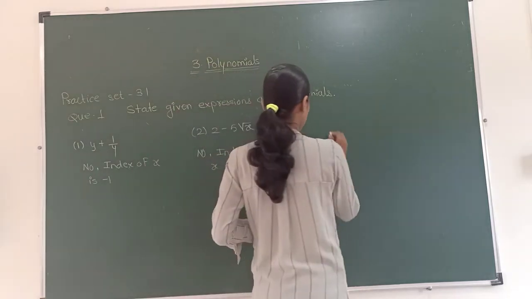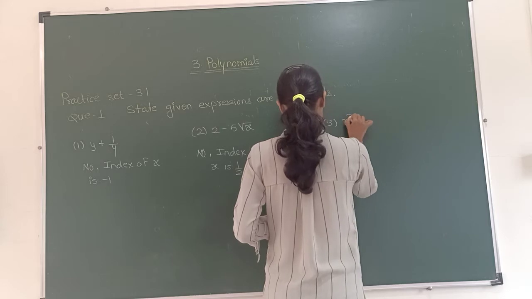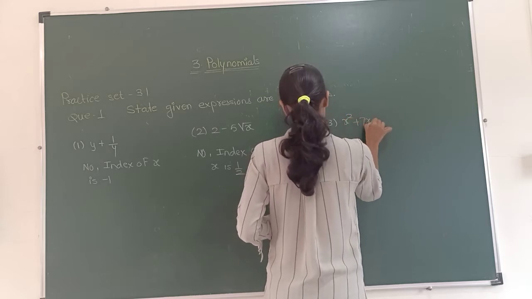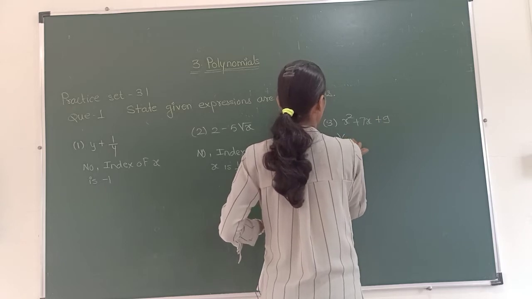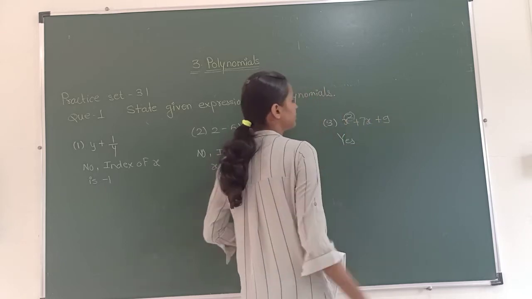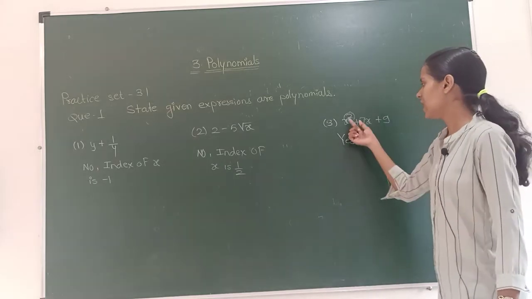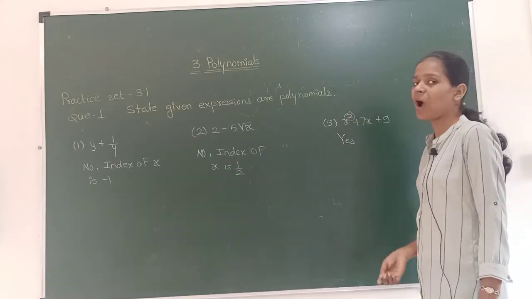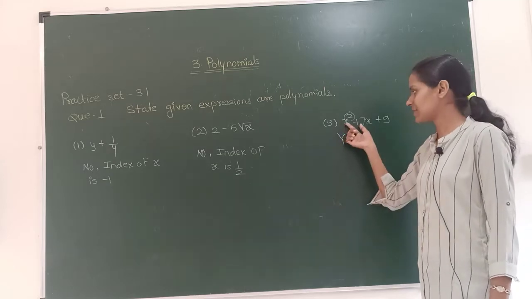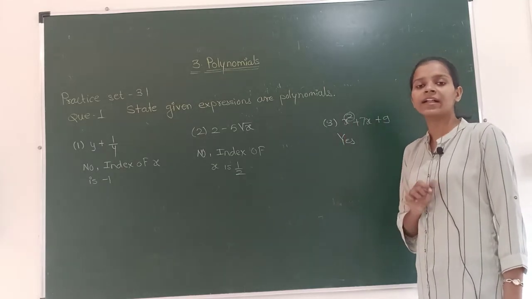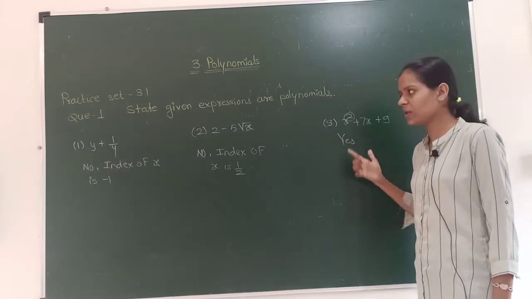See, next, the third one. It is x square plus 7x plus 9. Yes, it is a polynomial. Why is it a polynomial? We have to check the powers of the variables. The power of x is 2 and 2 is a whole number. If the power in the algebraic expression is a whole number, then the given expression is a polynomial. So this is a polynomial.